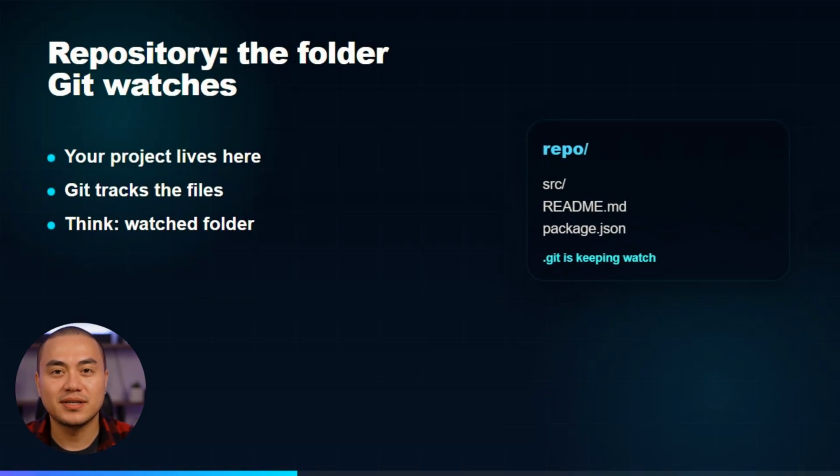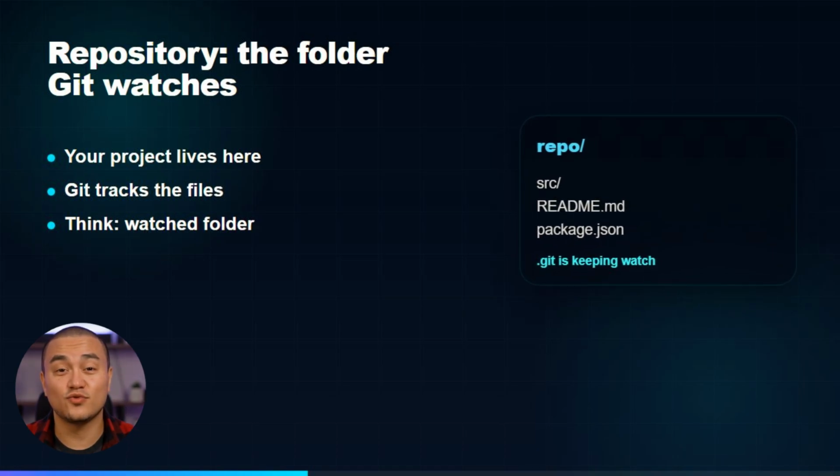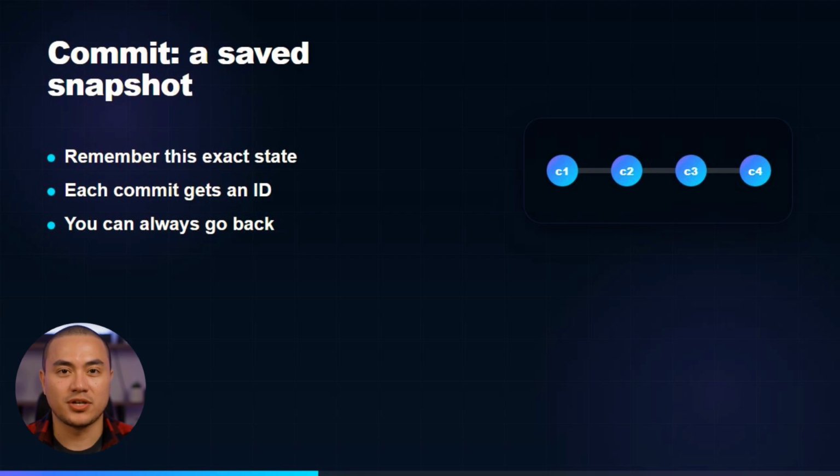The core concepts you need to know are these. A repository, or repo, is basically where your project lives. Think of it as the folder that Git is watching and tracking. A commit is a saved snapshot. Every time you commit, you're telling Git, hey, remember this exact state of the project. Each commit gets a unique ID so you can always find your way back.